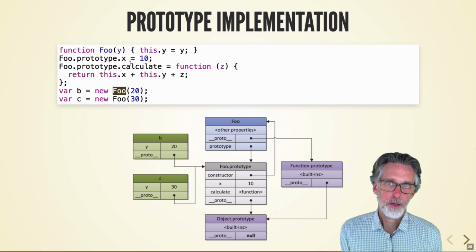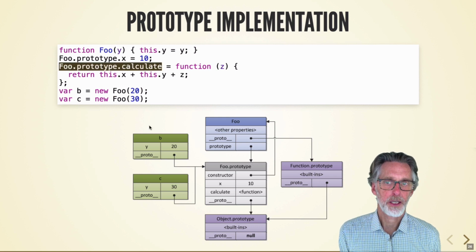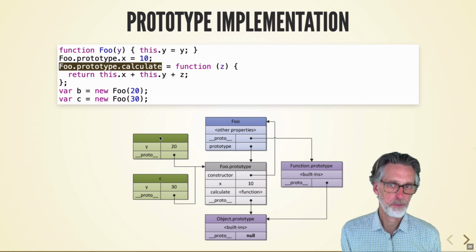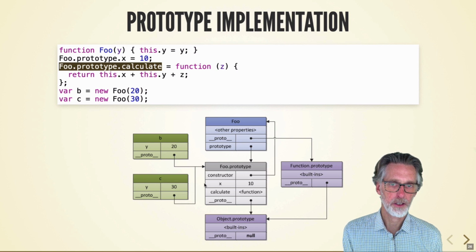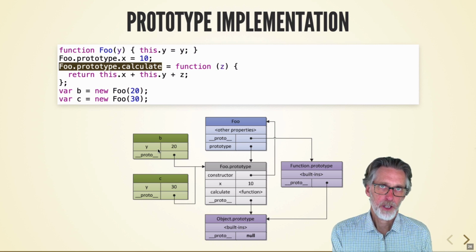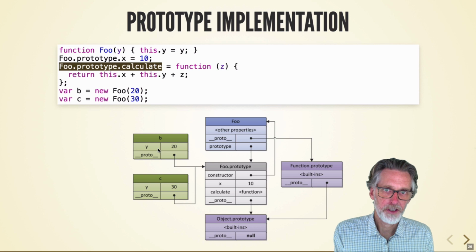So now if I'm looking for the calculate property of B, I'll just simply follow the proto chain. We look first in B, we see it's not there, so we'll follow the proto chain until we find the function calculate.